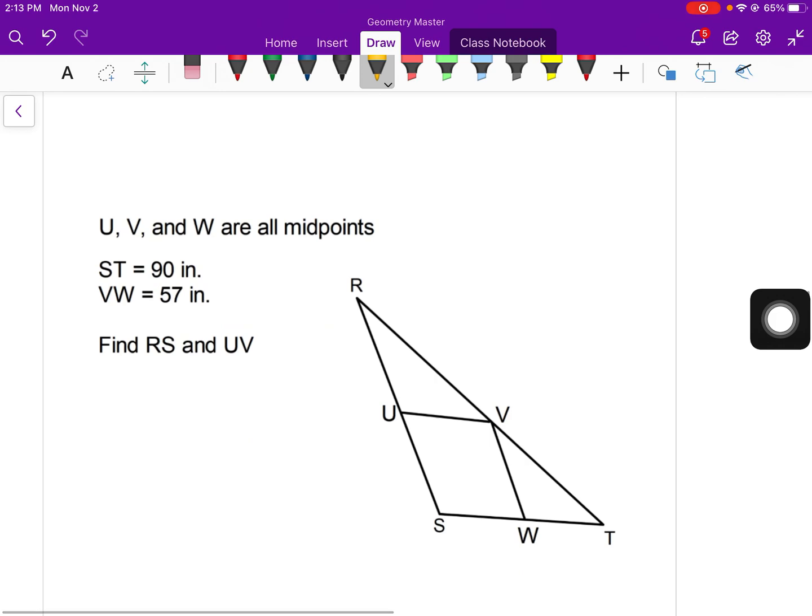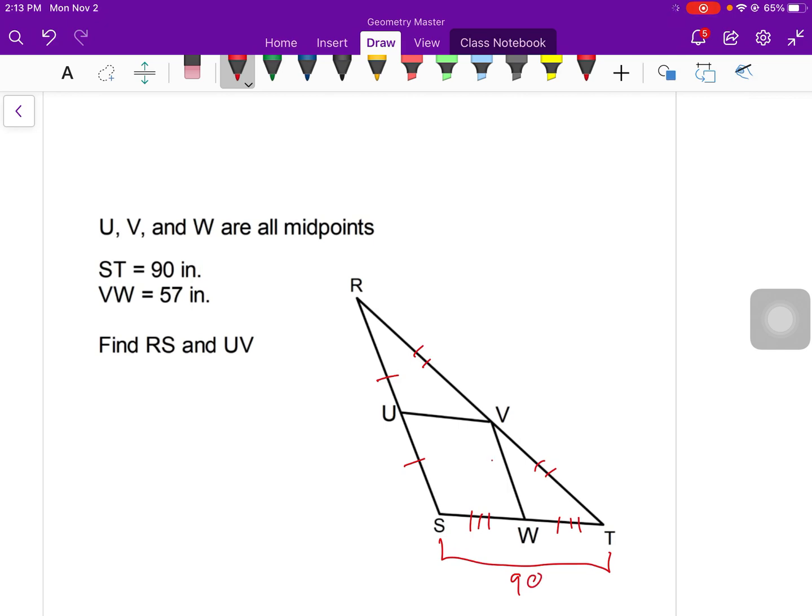All right, so we're going to do a couple examples real quick. We're told that U, V, and W are all midpoints, so that means that's congruent, and that's congruent. We're told that ST is 90, and we're told that VW is 57. Notice that when I did ST, I did a little bracket here. Don't just put 90 next to it, because then it's unclear if you're meaning SW or WT or ST.